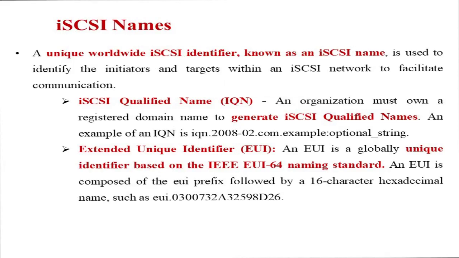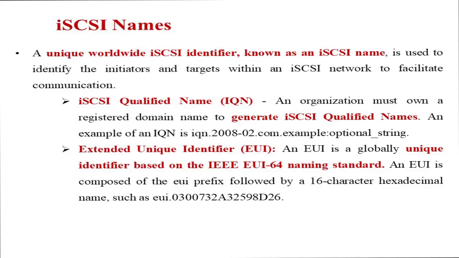iSCSI names. A unique worldwide iSCSI identifier known as an iSCSI name is used to identify the initiator and targets within an iSCSI network to facilitate communication. The iSCSI qualified name requires an organization to own a registered domain name to generate iSCSI qualified names. An example of an IQN is iqn.2008-02.com.example, which is the optional string.